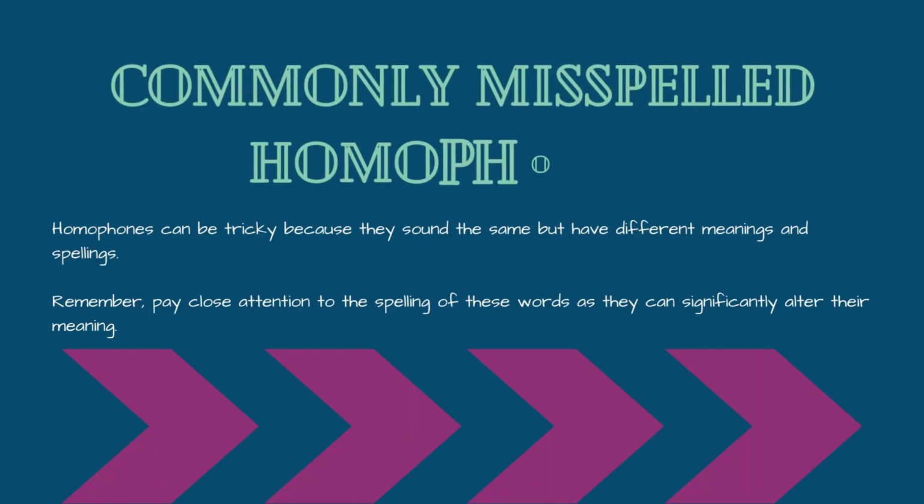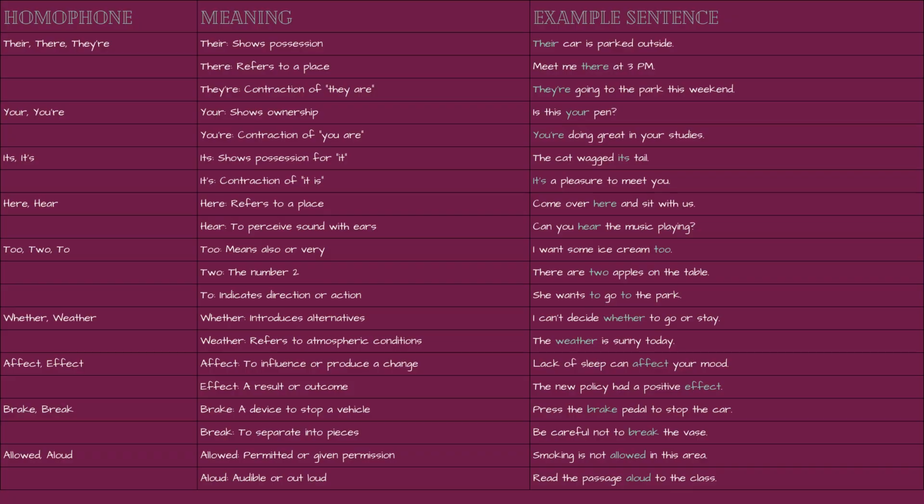So I'm going to go over the homophone, the meaning, and then I'm going to give it in a sentence to give you an example. There and there. THEIR shows possession. Their car is parked outside. THERE refers to a place. Meet me there at 3 p.m.